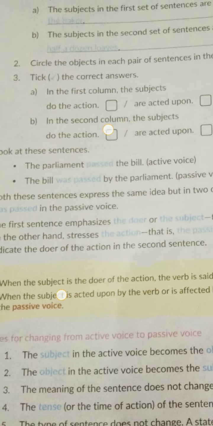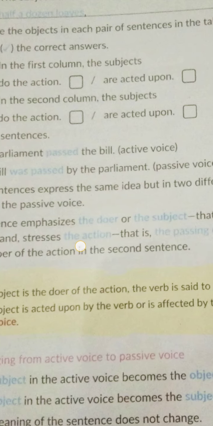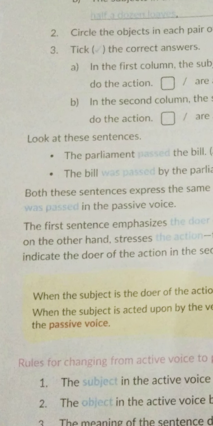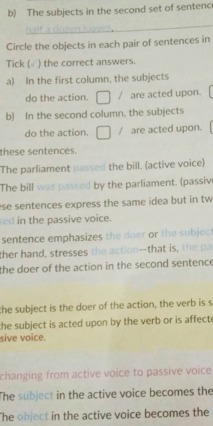Now read these sentences. The parliament passed the bill, which we call active voice, and the bill was passed by the parliament. We call it passive voice. Now both these sentences express the same idea. How do they express the same idea? The parliament passed the bill. We come to know that the parliament has passed the bill. And the second sentence, the bill was passed by the parliament.